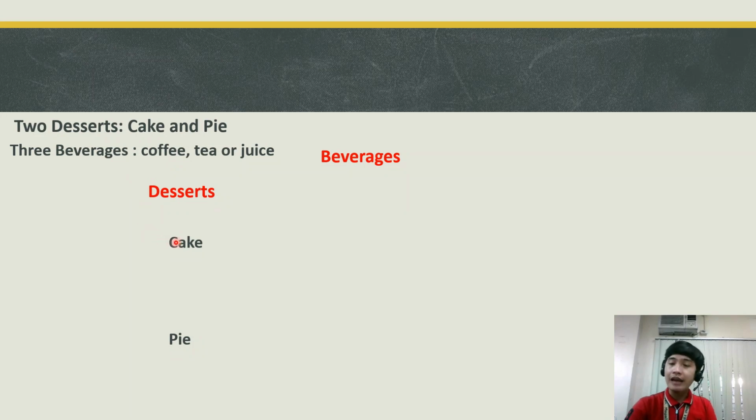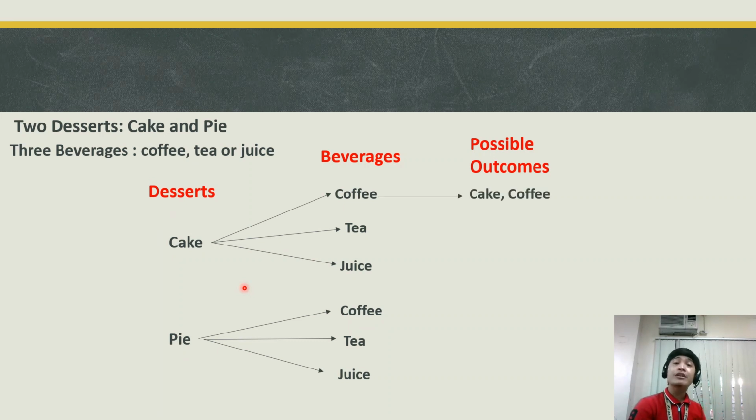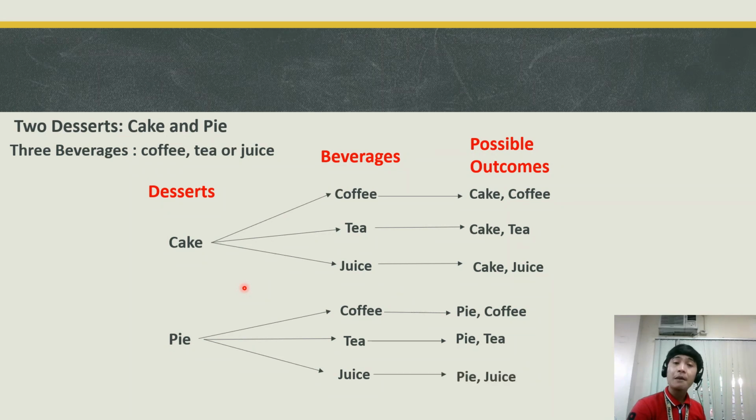So, pwedeng mangyari, cake ang kanyang dessert, coffee ang kanyang beverage. Pwedeng cake ang kanyang dessert, tea ang beverage. Pwedeng cake ang kanyang dessert, juice ang beverage. Or the other way around, pie ang kanyang dessert, coffee ang kanyang beverage. Pwedeng pie ang kanyang dessert, tea ang kanyang beverage. Pwedeng pie ang dessert, juice ang kanyang beverage. So, looking at the connections na pinakita ng mga arrows, matutukoy na natin yung mga possible outcomes. So, we have here, again, cake coffee, cake tea, cake juice, or pie coffee, pie tea, pie juice. Ito lahat yung possible outcomes.